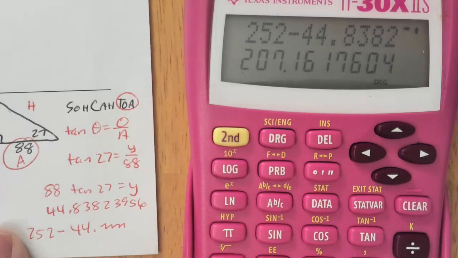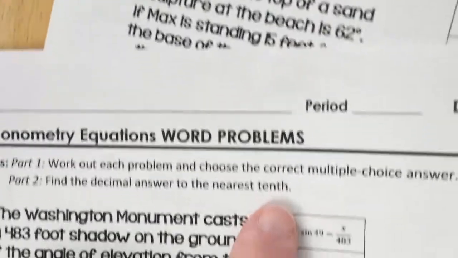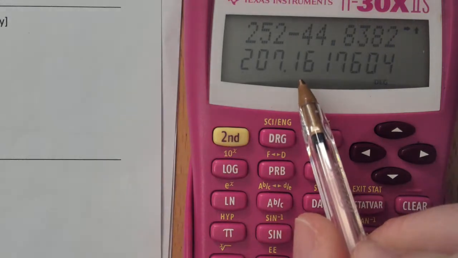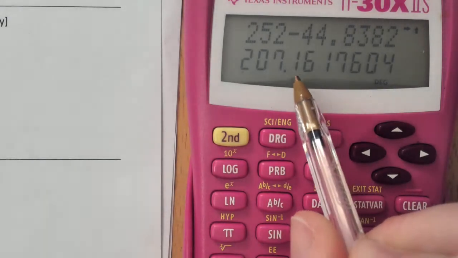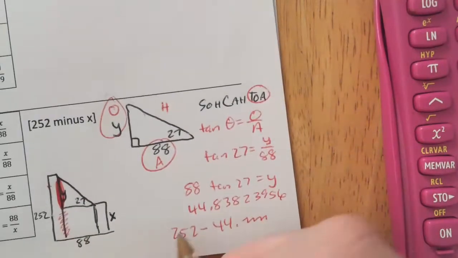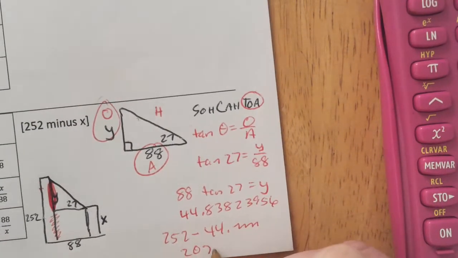And now I want my decimal. They said at the very beginning that we're going to round to the nearest tenth. So are we staying at 0.1 or are we going up to 0.2? We're going to 0.2 because the number after it was bigger than 5. So our final answer is 207.2.